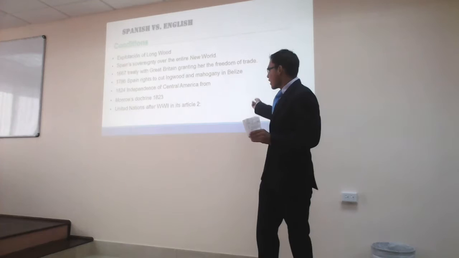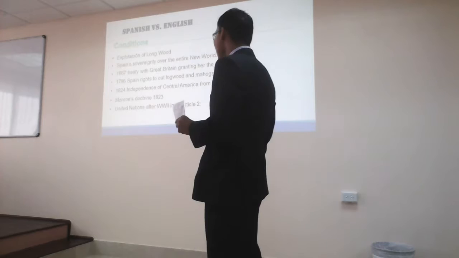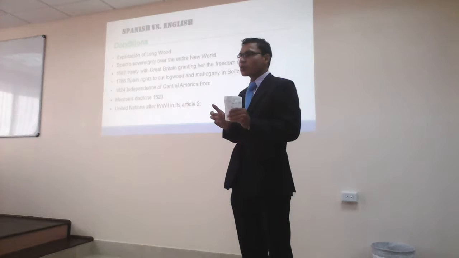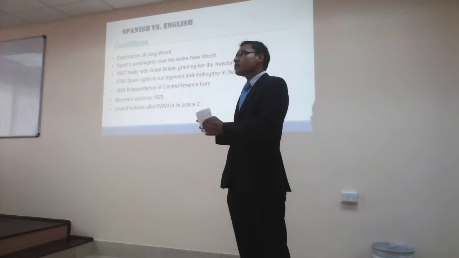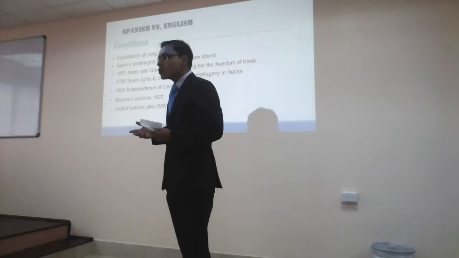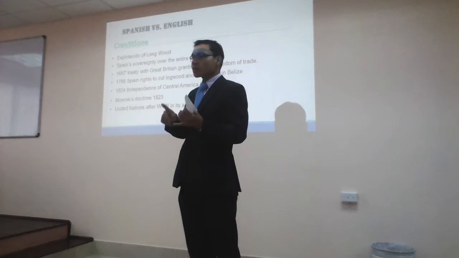It ends in 1970 with the United Nations after World War II. In that situation, the United Nations was established, and there was an article, article number 2, which said there is no right for people to live under slavery, we could say. And all of the countries that were living under some rule started having the power of self-determination, okay? And among those countries are many Caribbean countries, including Jamaica, Barbados, and also Belize.